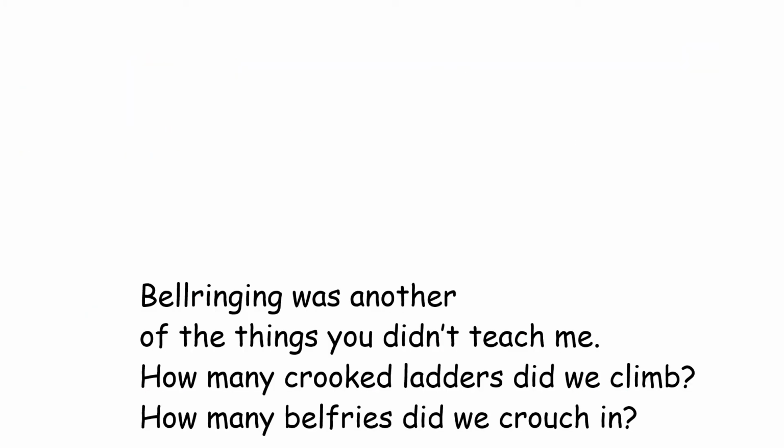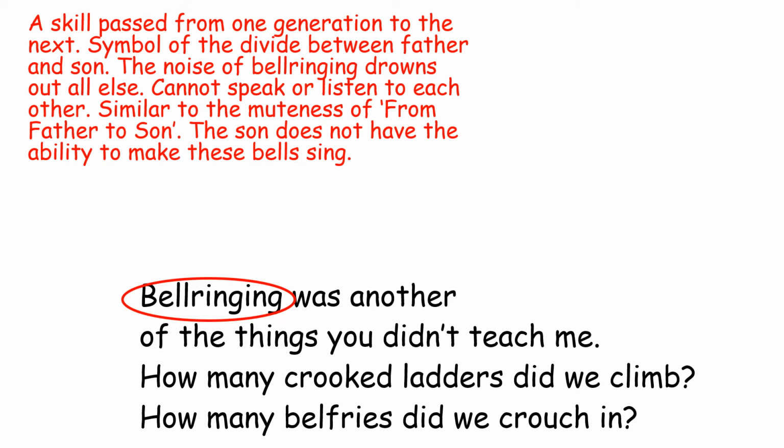The first stanza begins, "Bell ringing was another of the things you didn't teach me." The poet selects the word bell ringing as the first word of his poem. Now, bell ringing is a skill passed down from one generation to the next. It could be a symbol of the divide between father and son here, because the noise of bell ringing drowns out everything else. If there are bells ringing, then you cannot speak or listen to each other.